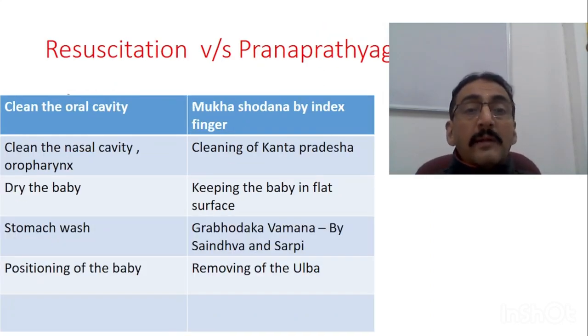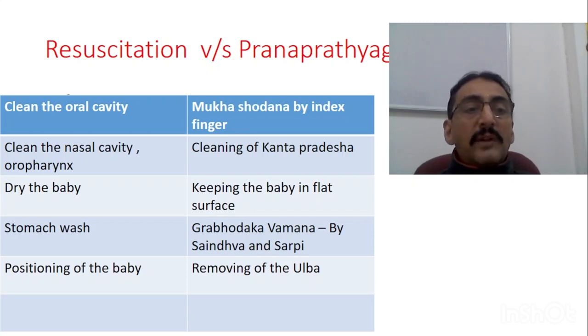Now another is to maintain the airway. What contemporary science says about the airway is to clean the oral cavity. You may simply use sterile cotton, or you can use a mucus sucker or mechanical mucus sucker, anything. Anyway, you have to first clean the oral cavity, then clean the nasal cavity, because if you clean the nasal cavity first, there may be stimulation of the cough reflex or sneezing reflex, and that may lead to aspiration of the materials present in the oral cavity. So always go first for the oral cavity, then go for nasal cavity cleaning.